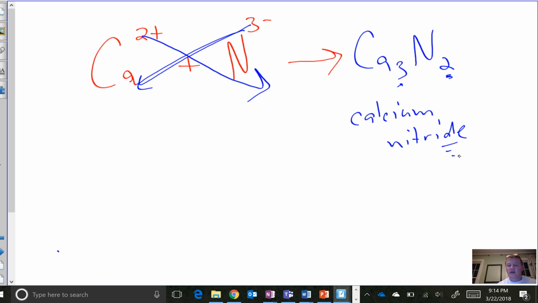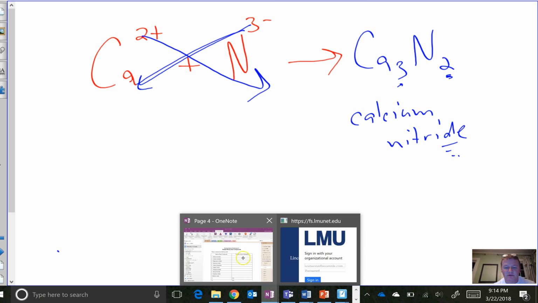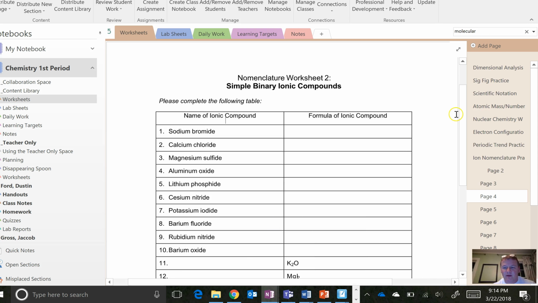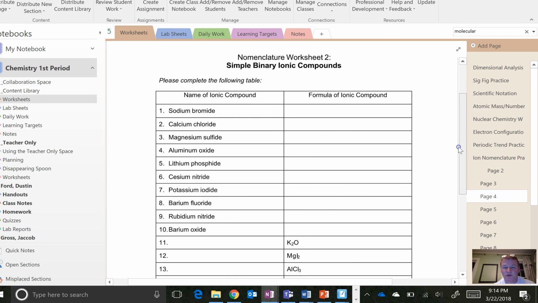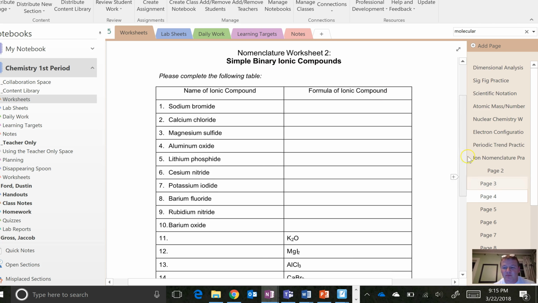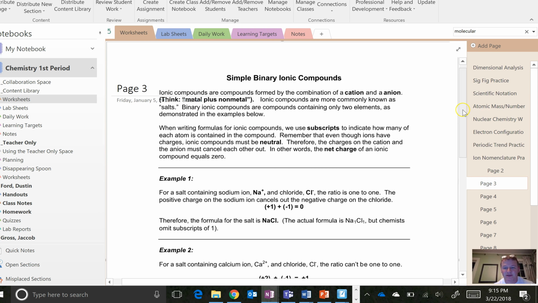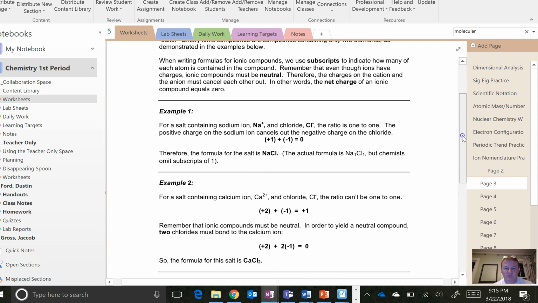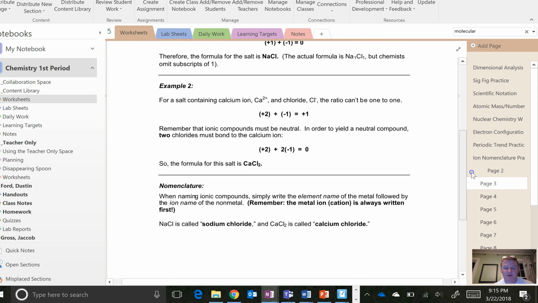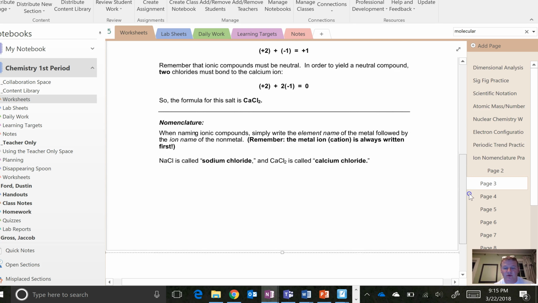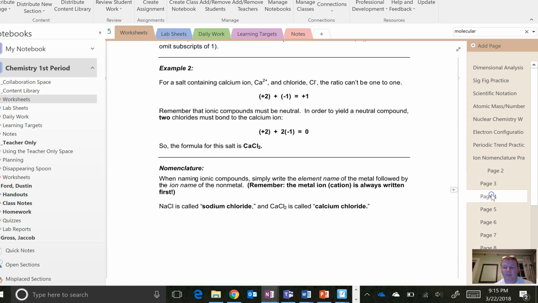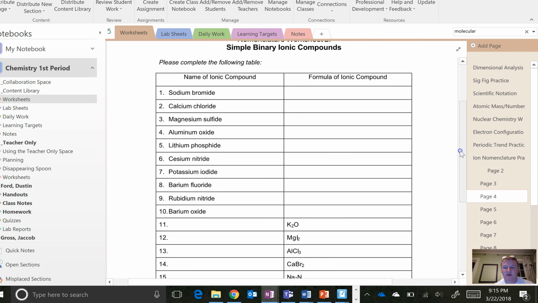Okay, so that's all I'm going to do today for this lesson. And for practice, I'll refer you back to the ion nomenclature packet that's in OneNote. And this page, on page 4, we're referring to, actually if we back up to page 3, this kind of reviews exactly what we just talked about, how these ions come together and we crisscross and we name them. So on page 4, this is your practice.